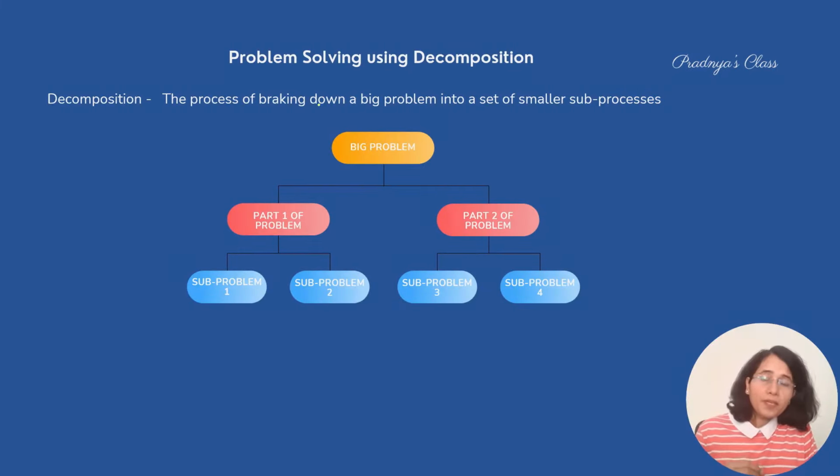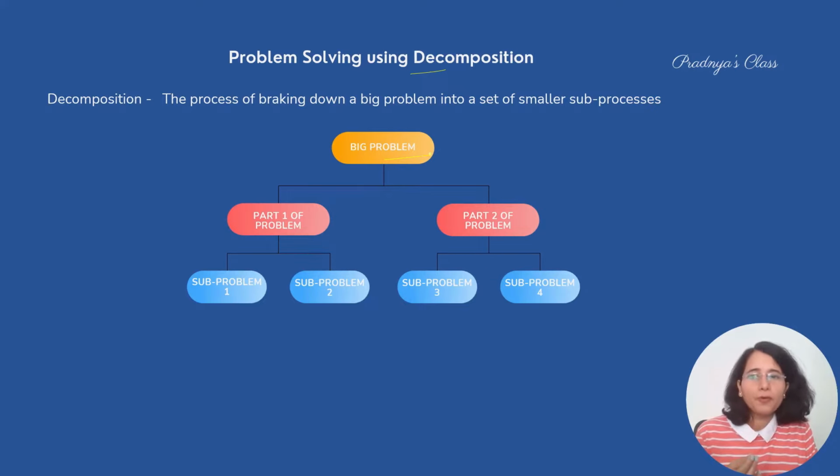The next topic is problem solving using decomposition. What is decomposition? It is a process of breaking down a big problem into smaller problems. Look at this diagram. What we are doing here is that we have a big problem that we are breaking down into a smaller part 1 and part 2. And part 1 of the problem, again we are breaking down into sub-problems.